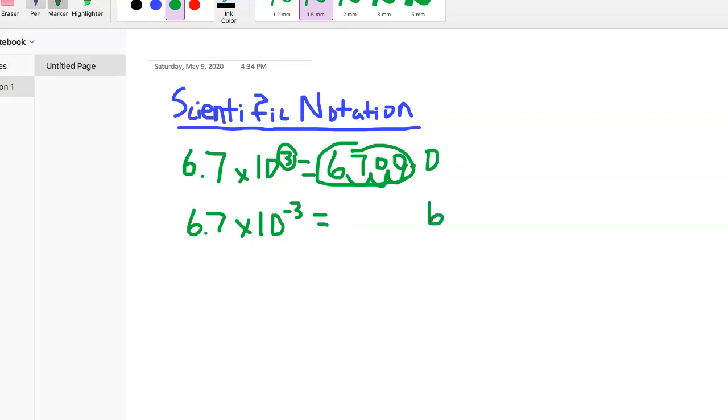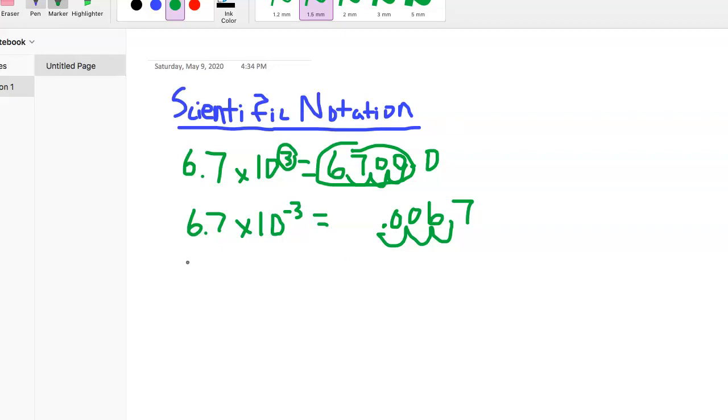Again, we have our 6.7. This time it's negative. When it was positive, we went 3 spots to the right. Here we're going to go 3 spots to the left, so 1, 2, 3. Again, there's 2 zeros, and then the decimal point right here. That would be our answer, 0.0067. That's all you've got to do. We'll look at a few other examples, but that's really the whole concept. Take your time with it, and you're good.